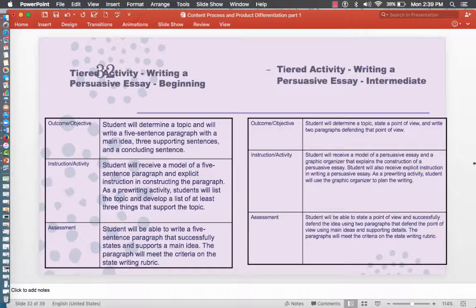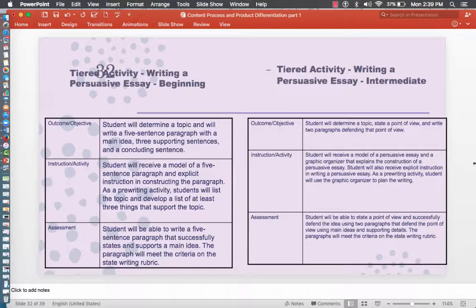And then the intermediate, and you can see how these are just a little bit different. Okay, so your outcome is you're going to determine a topic. All of that is pretty close to the same. But here in the intermediate, you're going to have 2 paragraphs, and here you're only going to have 3 supporting sentences. Okay, it's not quite as much, but there's a little bit of a difference.